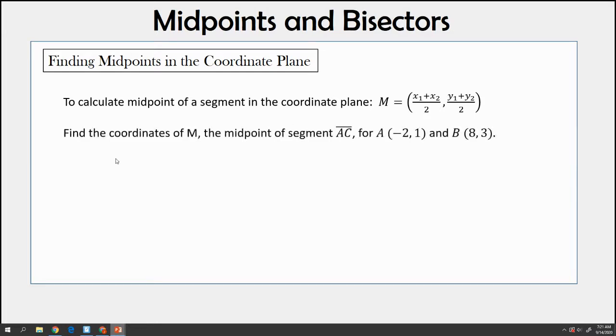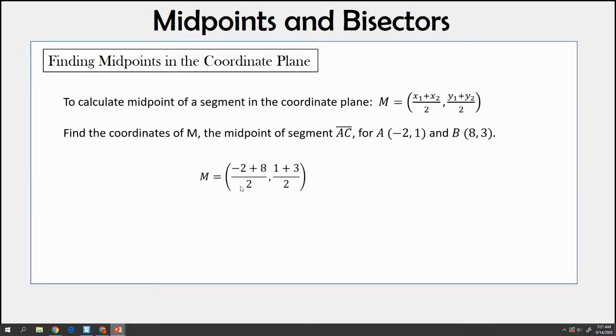So it's pretty straightforward. Let's say I want to find the coordinates of M, which represents the midpoint for this segment AC, where A is located at negative 2, 1. And I screwed that up. That should be C, but that's the other endpoint here, 8, 3. Not supposed to be a trick question. Okay, so basically I'm trying to find the midpoint between these 2 points.